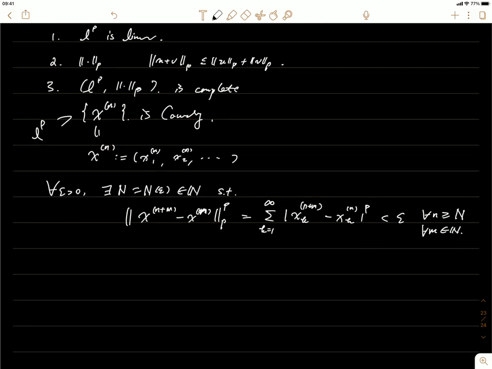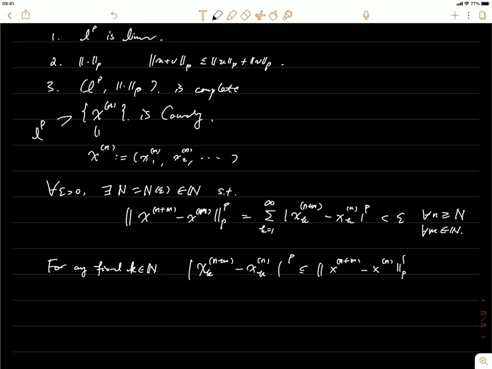Again, we're going to use a similar trick. First, we're going to show that they converge to some point, and then we show that the limit is also inside l^p. As we can see, for any fixed k, |x^{n+m}_k minus x^n_k|^p is less than or equal to the infinite sum, which means it's less than or equal to this. I know that this goes to zero as n goes to infinity. Or, to be more rigorous, for every epsilon there exists N such that this thing is less than epsilon. So that means this is true.